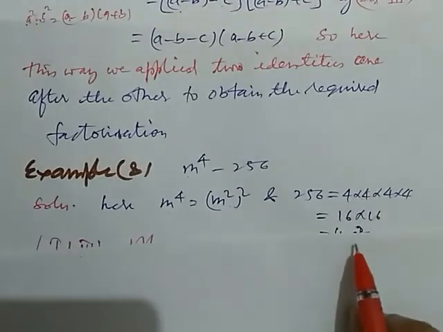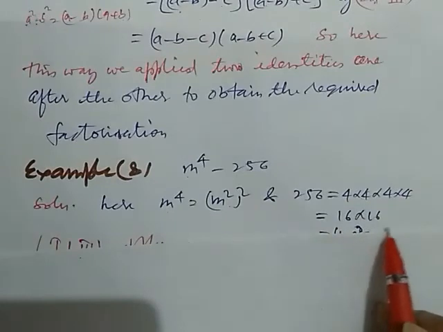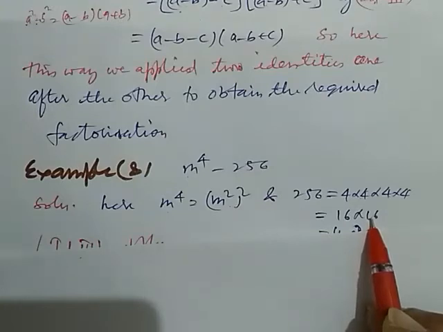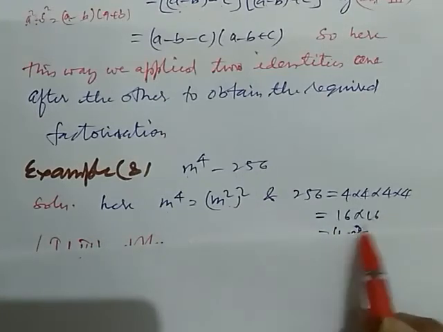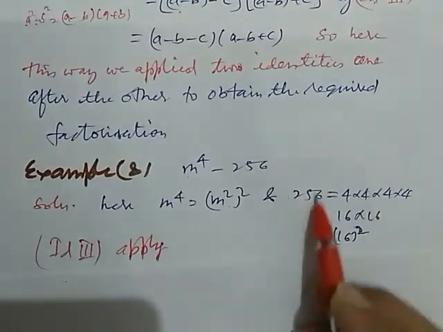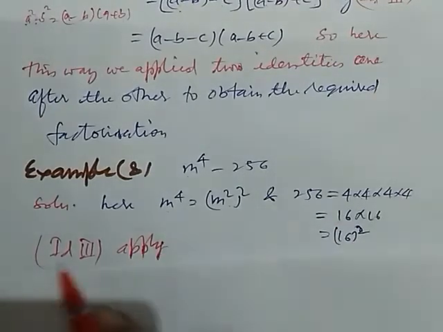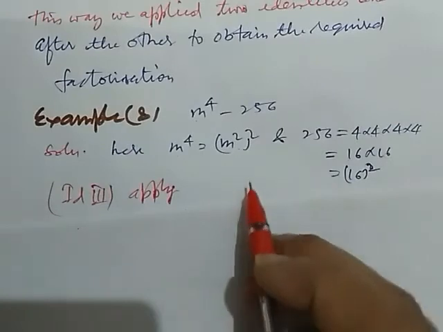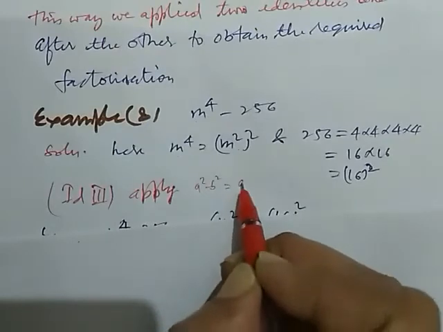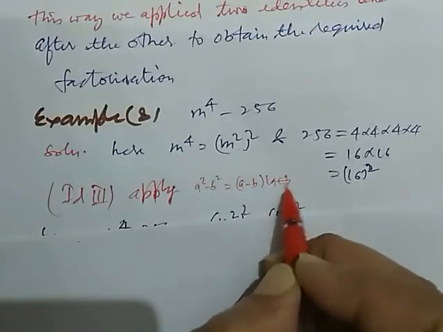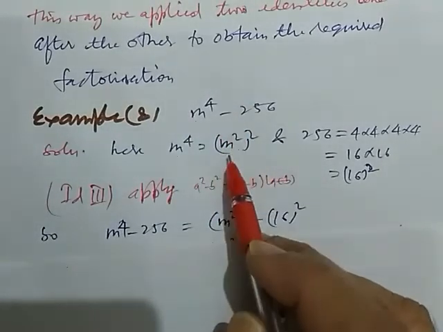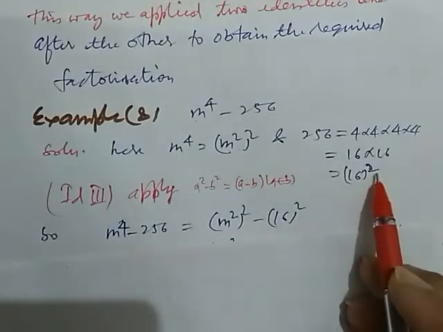So this way we get 16 into 16. 16 into 16 is 256. So we can write 256 as 16 whole square. By using identity third, which is a square minus b square equals a minus b and a plus b, we take m square as a and this 16 as b.